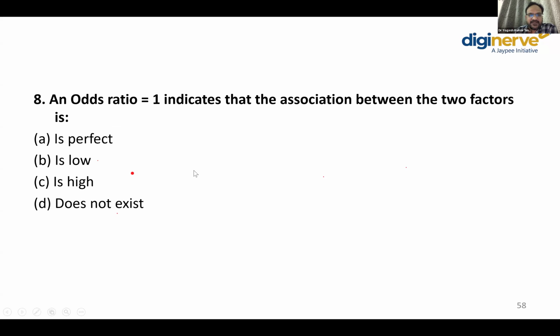The next one: an odds ratio equal to 1 indicates that the association between the two factors is perfect, low, high, or does not exist. Tell me fast the answer. D, does not exist. Yes, correct. Odds ratio should be greater than 1 for any association between the exposure and the case. So answer D is correct.